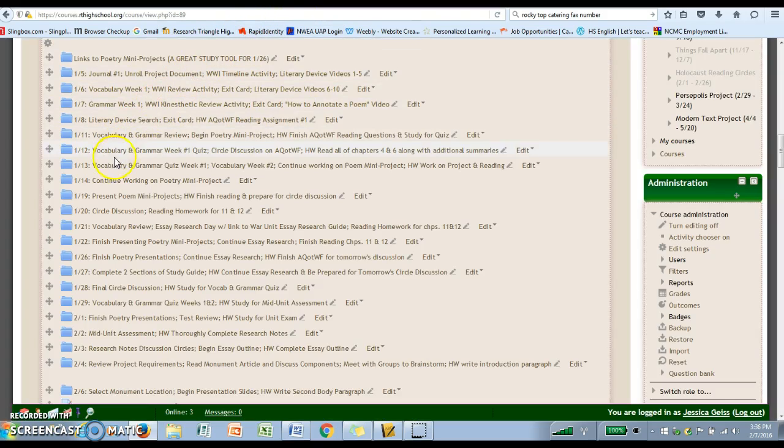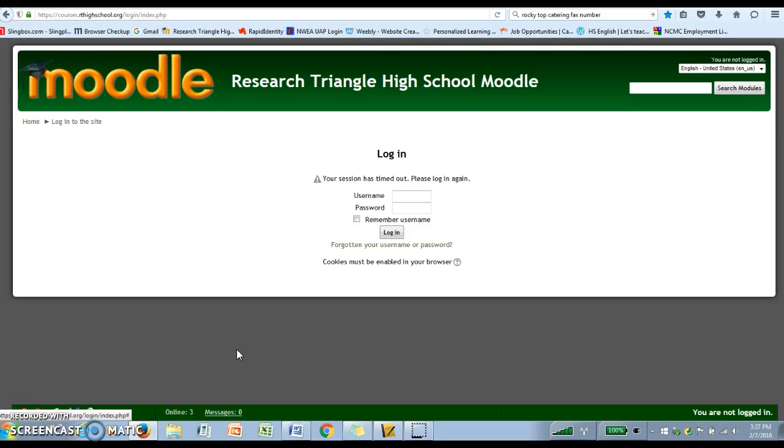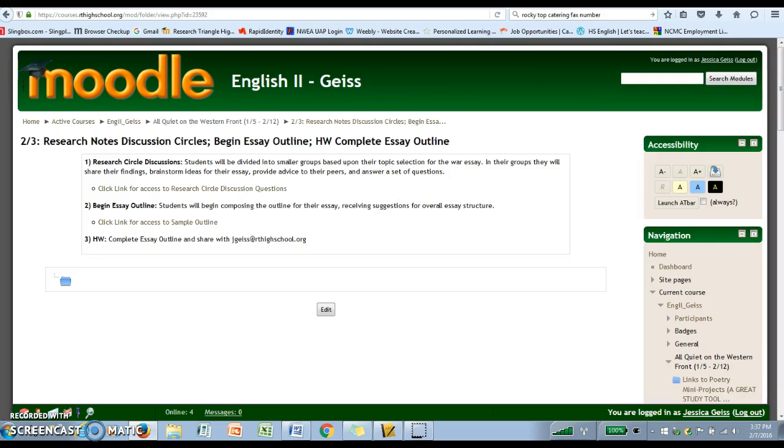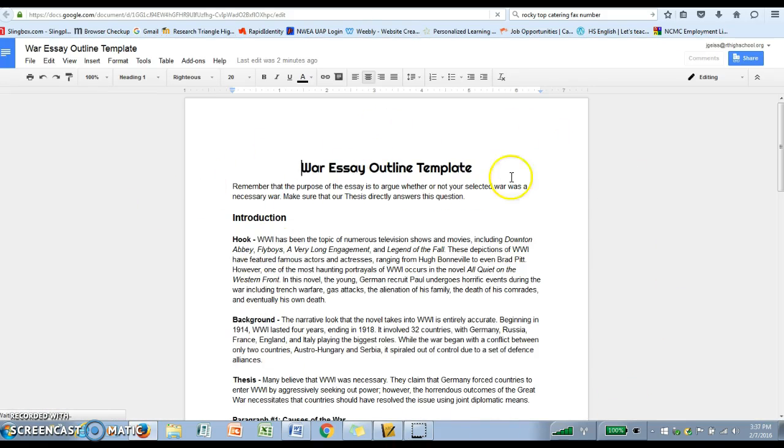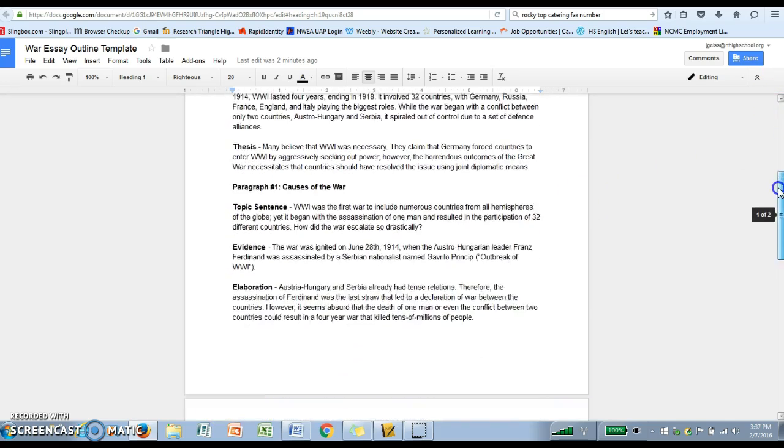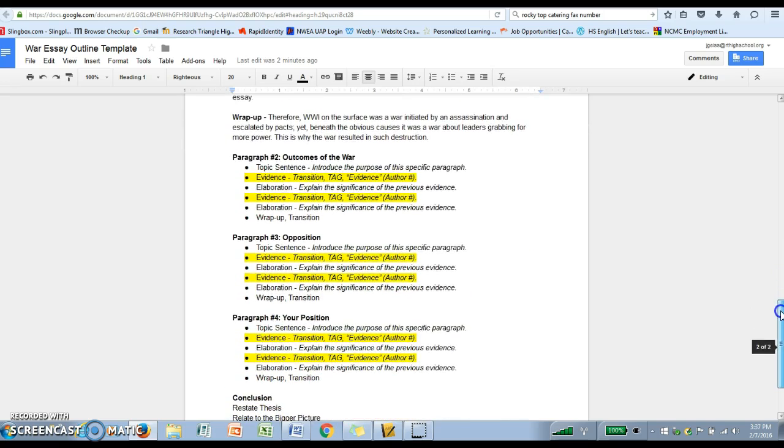If you would like access to the paragraphs themselves to look at, you can find it on Moodle. If you go to our Moodle page and then go to the 2-3 folder where it says Begin Essay Outline, if you click on that folder, in that folder, you will find the link for access to sample outline. If you click on there, it'll take you to the original outline template, which is where I have been writing these sample paragraphs.